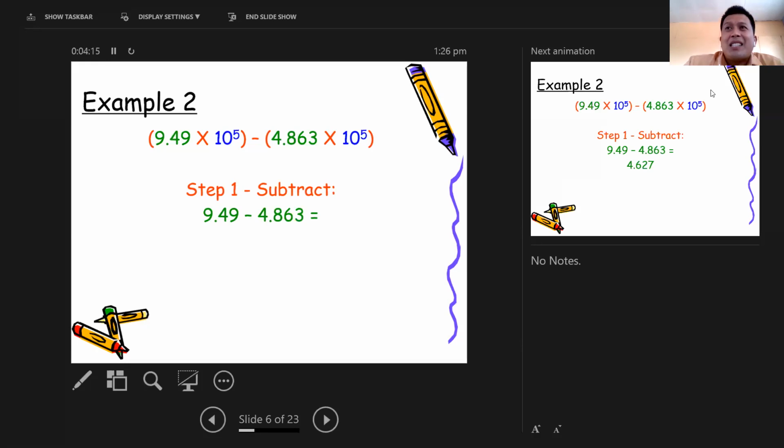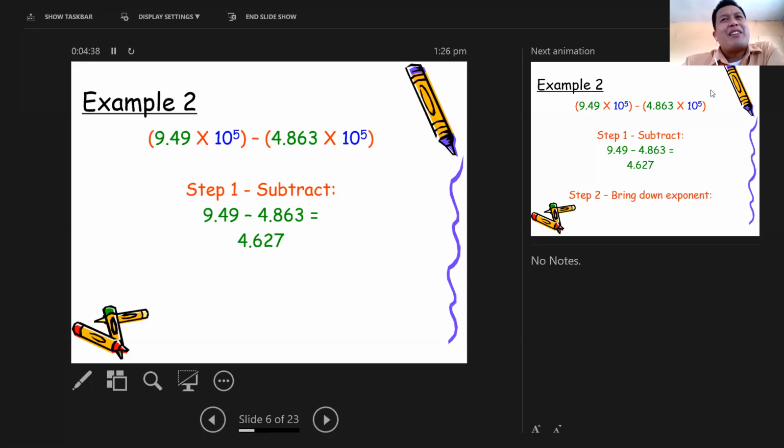Sir, how to subtract there, according to Edson? This is how to subtract, Edson. I hope you don't ask me questions like that. Unlike grade 1 or grade 2, probably I will answer that. But if you say, sir, how come the answer is 4.627? I don't know with you. You ask your calculator if you don't know how to manually compute it.